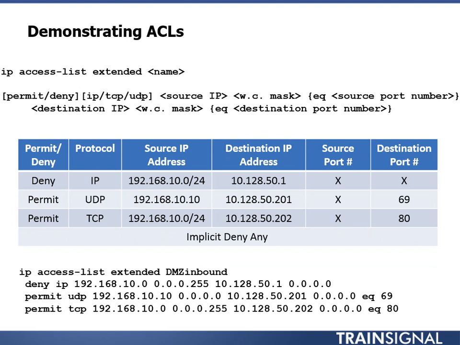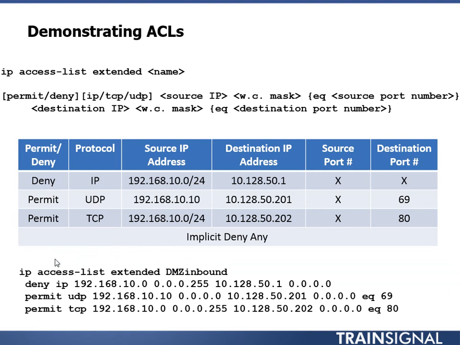We're going to take the information that I put into this chart and use that to fill in the blanks of our extended access list. I've put the syntax down here. We're going to do ip access-list extended, and I'm going to call this DMZ inbound, because remember earlier I said we want to filter the traffic as it comes into the DMZ network. In order to do that, we need to put an access control list on F0/0 in the outbound direction.